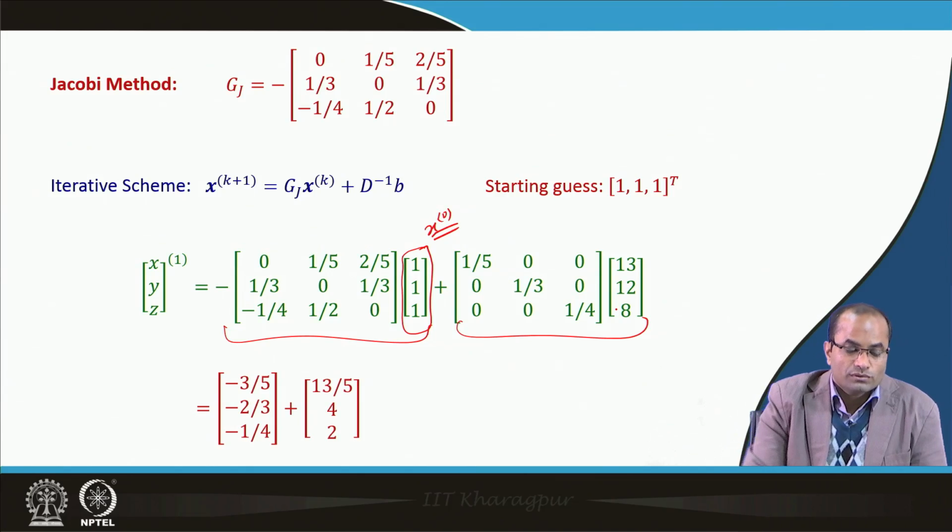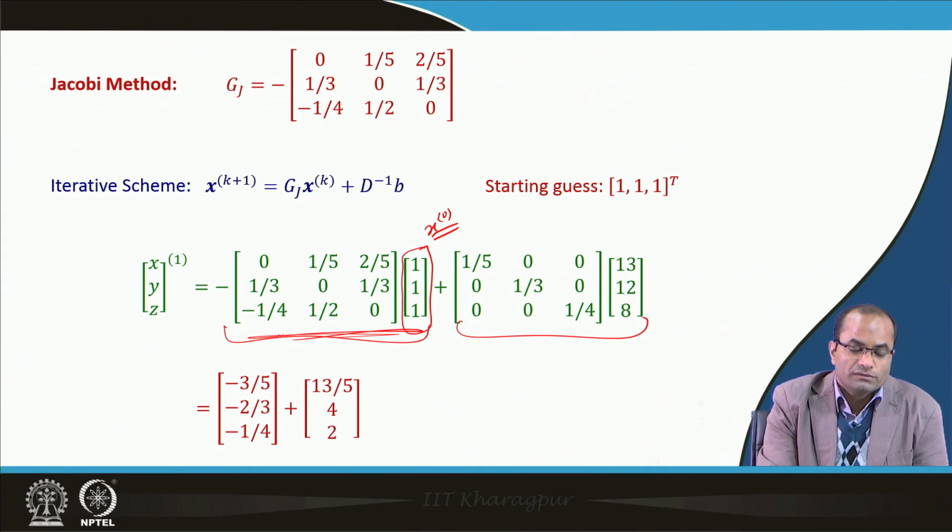Then we just perform this multiplication and add. The multiplication of this matrix with this vector is just the addition of the rows. So, 1 by 5 plus 2 by 5 will be minus 3 by 5. Then here also 1 by 3 and 1 by 3, which will be 2 by 3 with the minus sign.